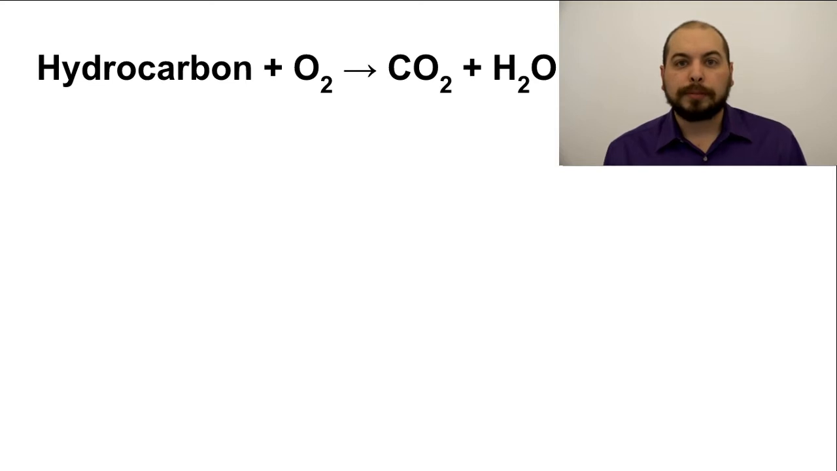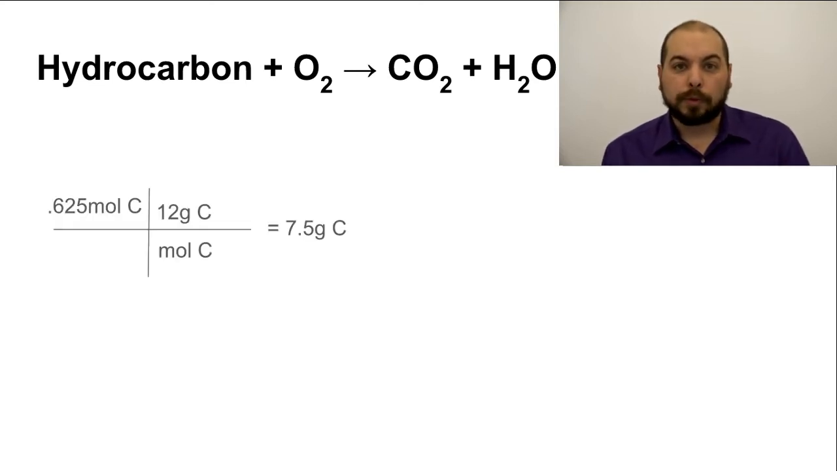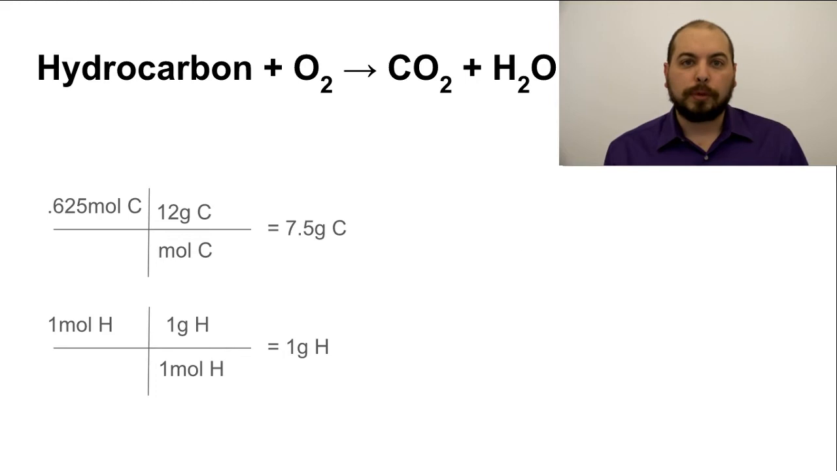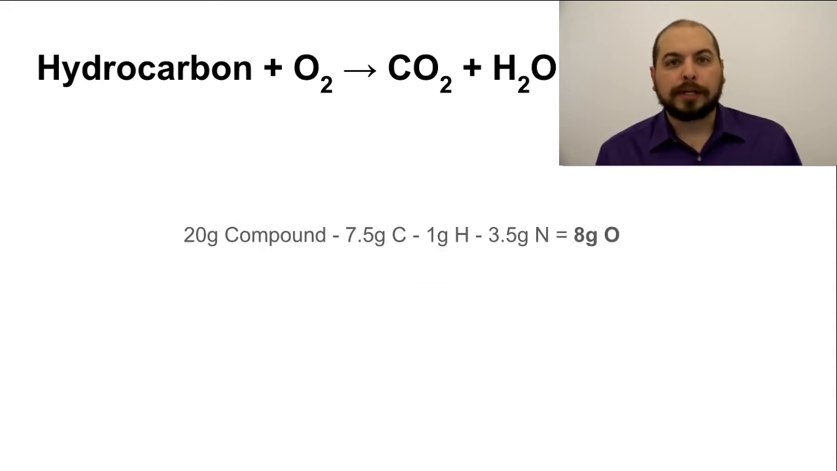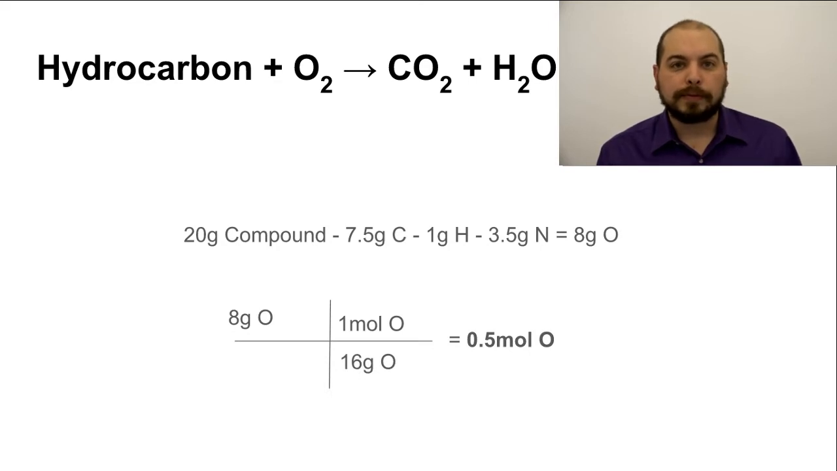We're going to multiply the number of moles of carbon by 12, the molar mass of carbon, the number of moles of hydrogen by 1, the molar mass of hydrogen, and the number of moles of nitrogen by 14, the molar mass of nitrogen, and that's going to give us the number of grams of each. So now we take those masses we just calculated, 7.5 grams of carbon, 1 gram of hydrogen, 3.5 grams of nitrogen. We subtract those from 20 to give us 8 grams. Now this is 8 grams of the sample that's unaccounted for, which means it must be the oxygen. 8 grams of oxygen, if we convert that into moles by dividing by the molar mass of oxygen, 16 grams per mole, means that we have half a mole of oxygen.